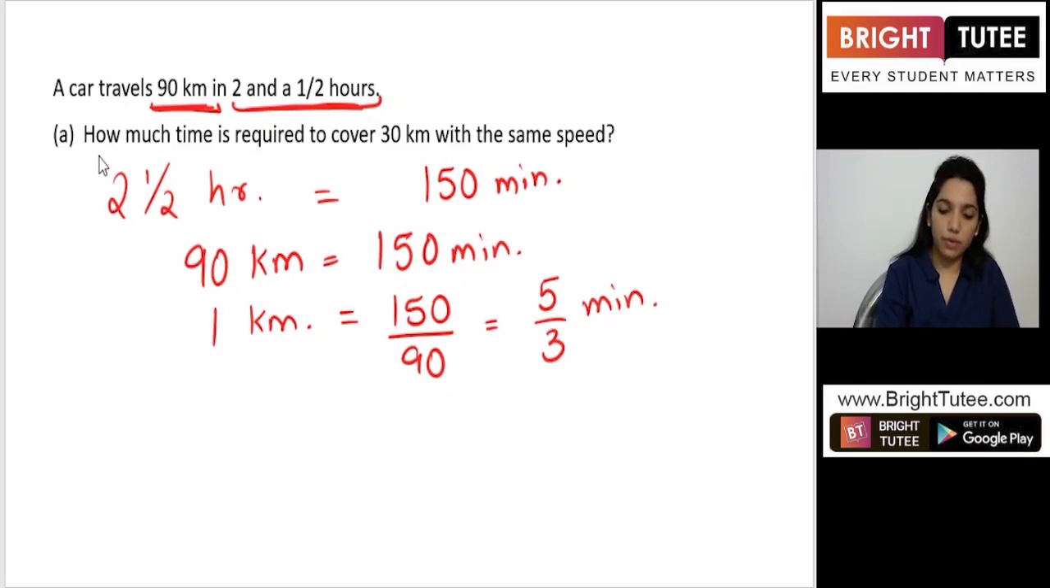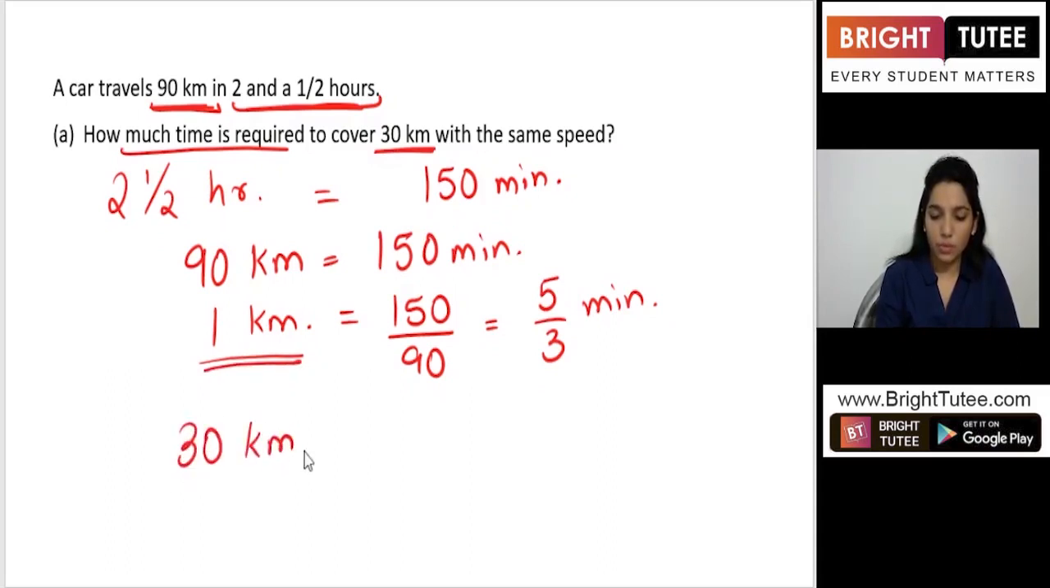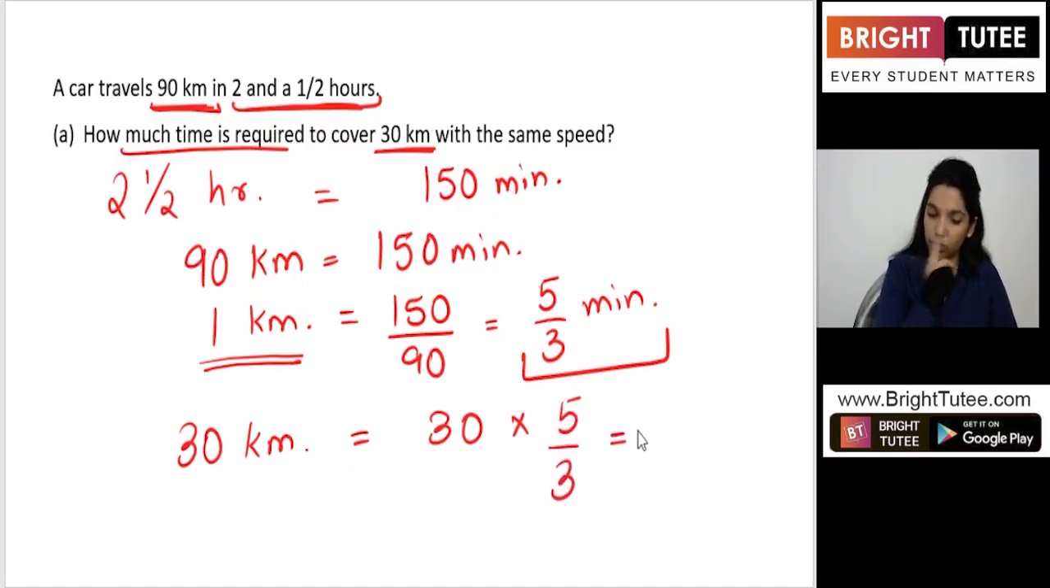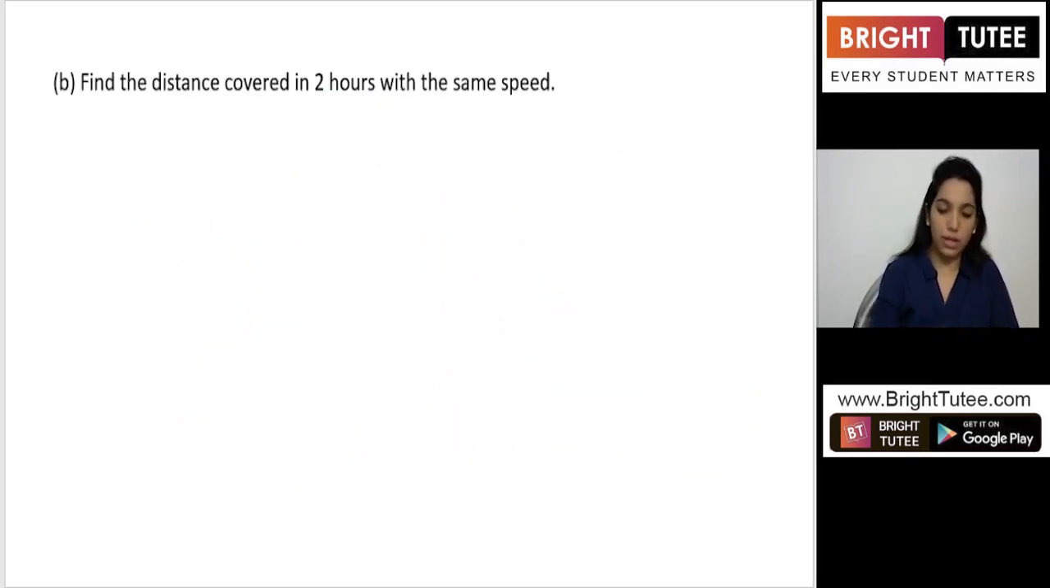Now we are required to find how much time is required to cover 30 kilometers. We know about 1 kilometer. In order to find for 30 kilometers, we simply need to multiply 30 by the time taken to travel 1 kilometer. Right? So it is 5 over 3 in minutes. If we solve this, we get the answer as 50 minutes. I hope this is clear. Moving to the next part of it.